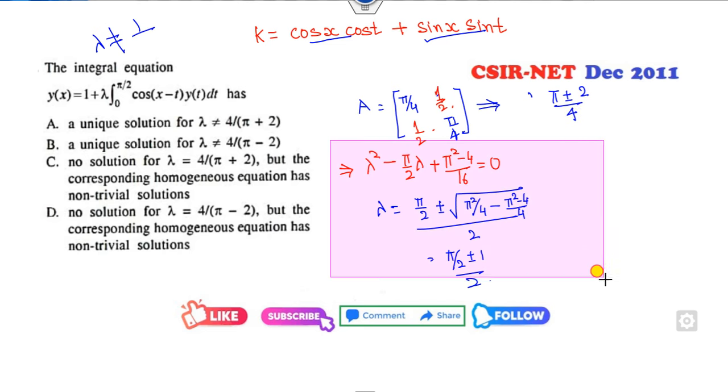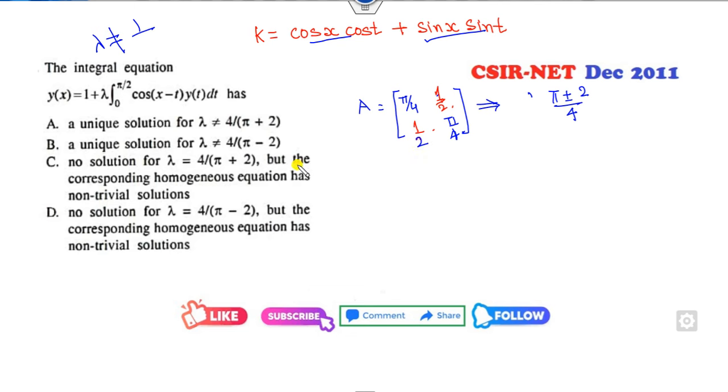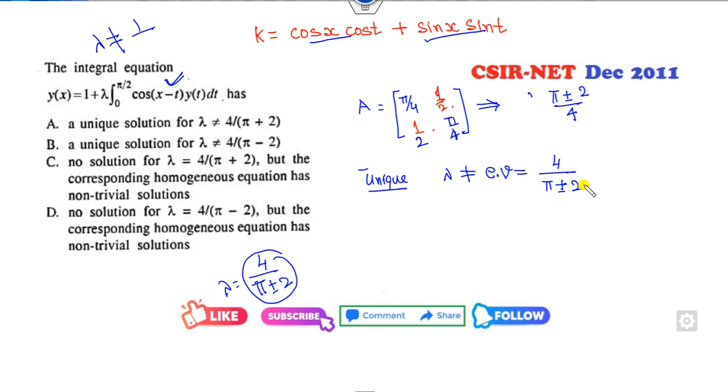Fine. So once A has these eigenvalues, what are the eigenvalues of this system? This system has the eigenvalues 4 over pi plus minus 2. These are the eigenvalues of this given system. Now, a unique solution when? What is the condition for the uniqueness? When lambda is not equal to the eigenvalue. What are the eigenvalues? 4 over pi plus minus 2.